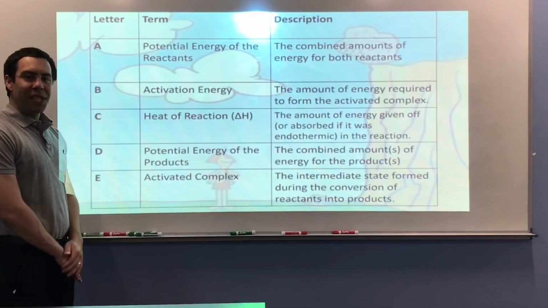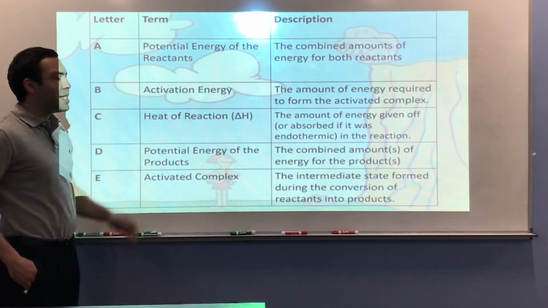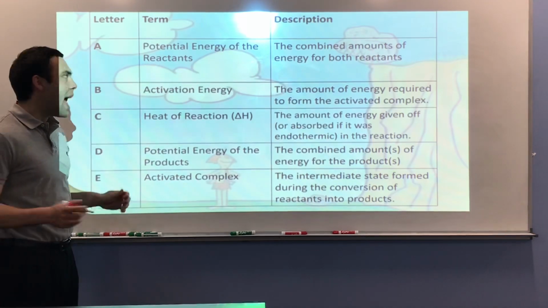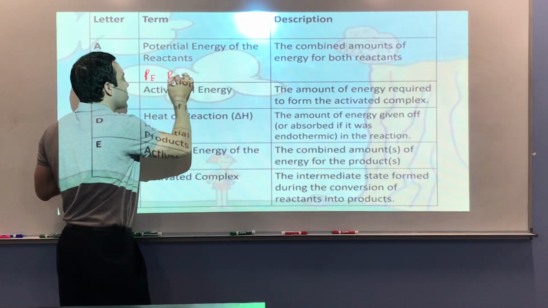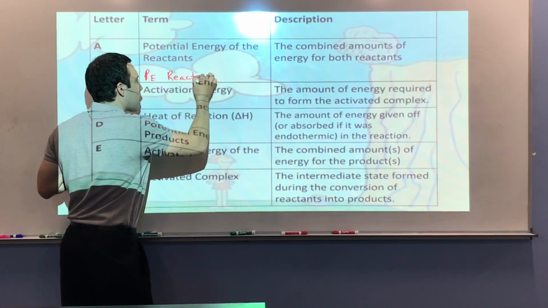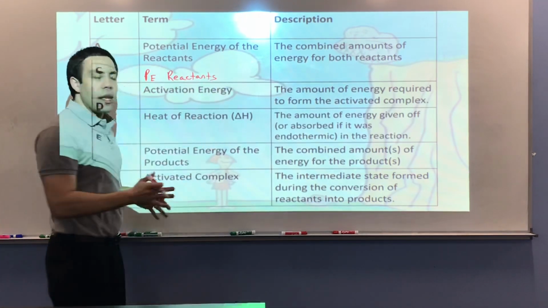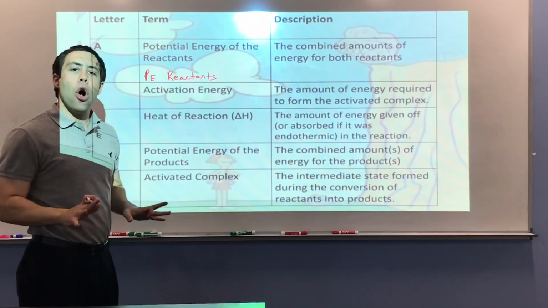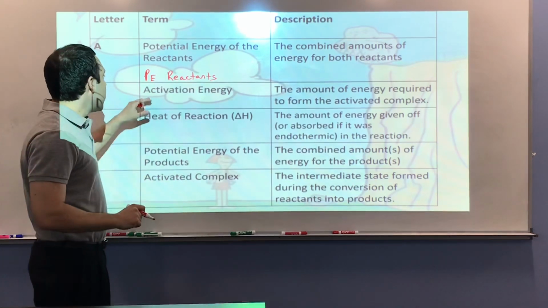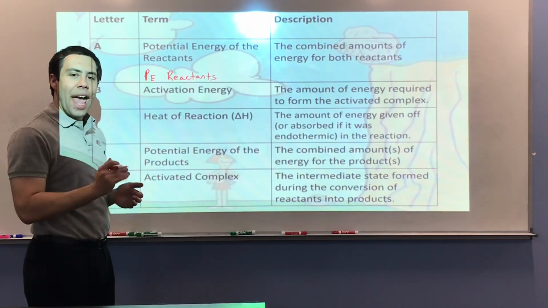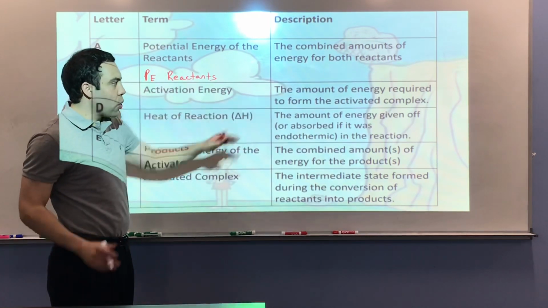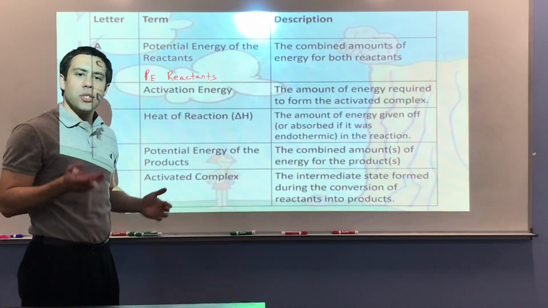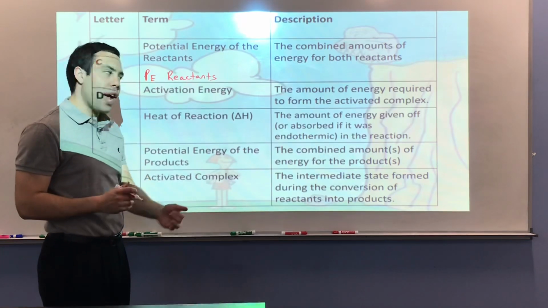So to copy down those definitions, letter A was potential energy of the reactants, or PE of reactants. And that's the combined amount of energy for all of the reactants. Letter B was the activation energy, so going up that peak. That's the amount of energy required to form the activated complex, the energy required to start that reaction.